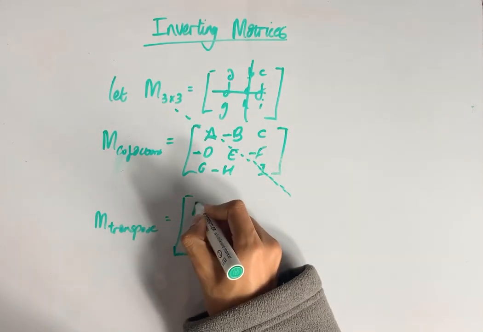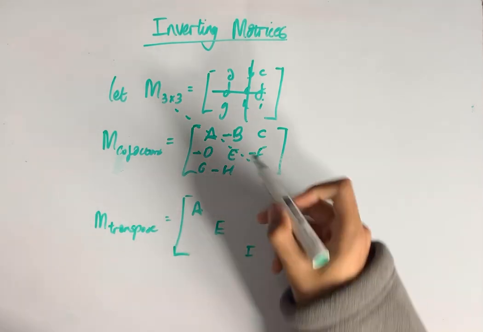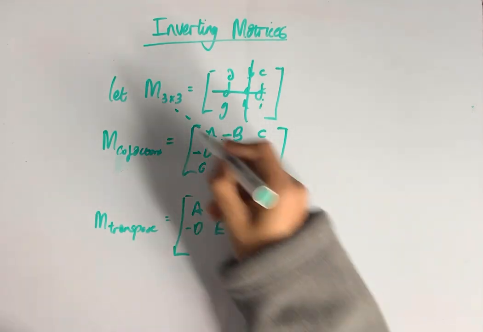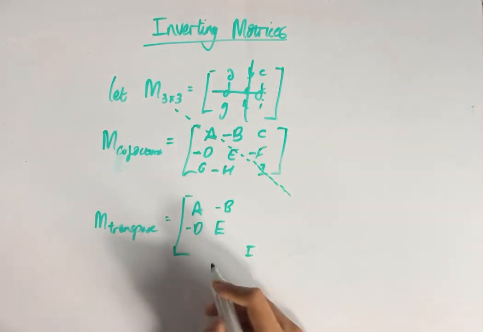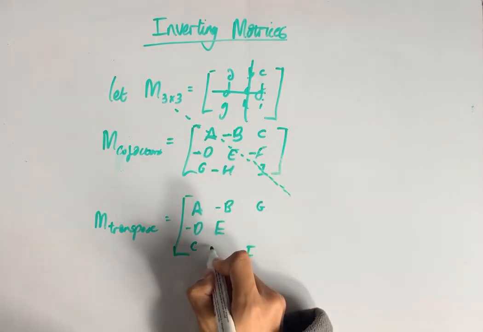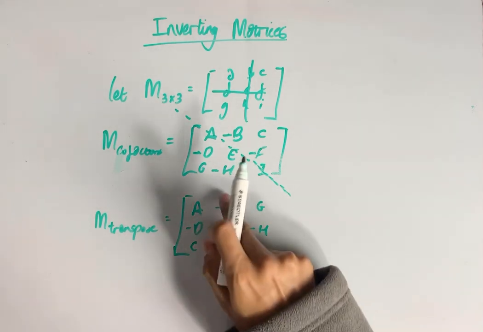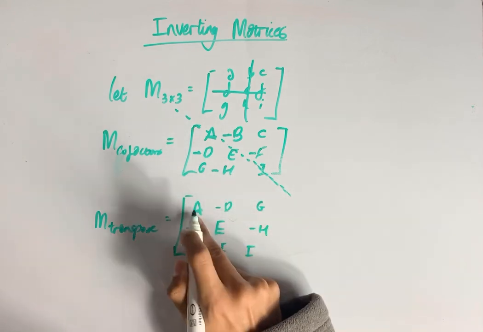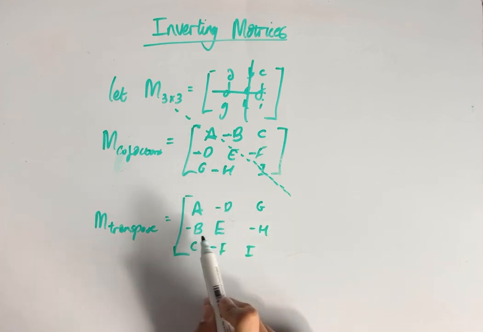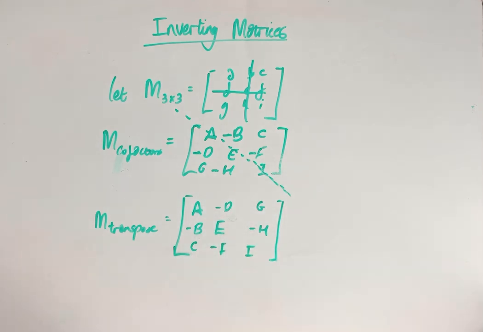Obviously, the ones on the line stay there. So we end up with A, E, and I. These stay the same. Now, -B and -D are flipped because they're on opposite sides in this line of symmetry which we're reflecting in. G and C are also swapped, and -H and -F are swapped. So you should have, I rewrote that as it was before when I shouldn't have. A, -D, G, -B, E, -H, and C, -F, and I is the matrix transpose that you should be left with.